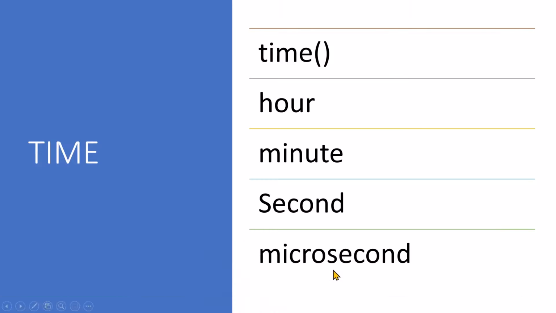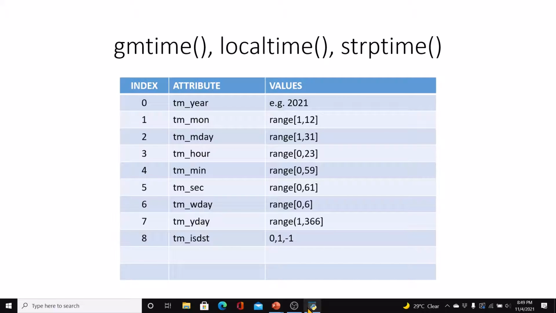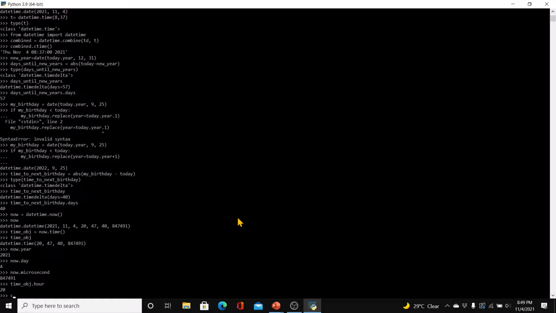Now moving on from this, we've seen all of these. We need to now look at GM time, local time and strip time. We'll come to these attributes later. Let's first go and use GM time. I'm going to clear the screen now. So we use GM time passing in the value 0 to find the epoch, right? But we can use GM time with no parameters. So first of all, we need to import time.